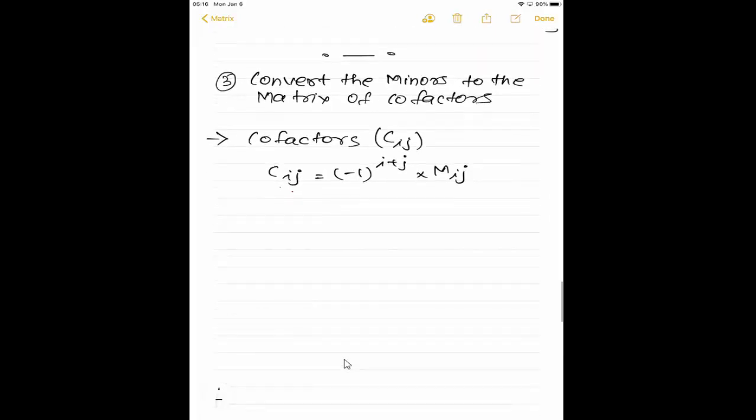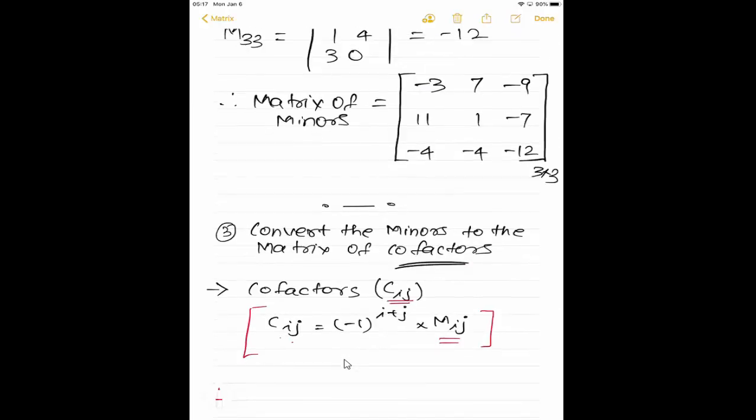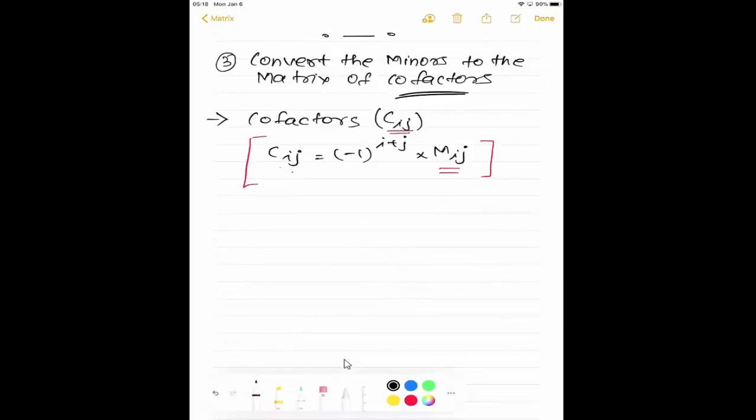And the next step is, after calculating the minors, we have to convert that particular matrix to a matrix of cofactors. Here the cofactor is represented by C of ij, that is i-th row j-th column, and C of ij equals minus 1 power i plus j into M of ij. M of ij is nothing but the minor of the matrix we already calculated. Now for each particular minor value, we are going to calculate the cofactor. Let's go step by step.